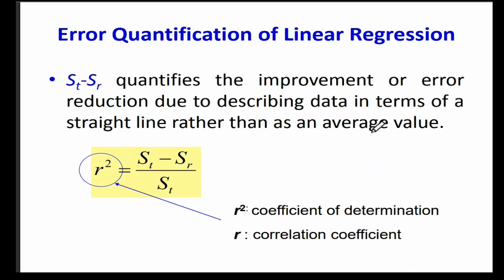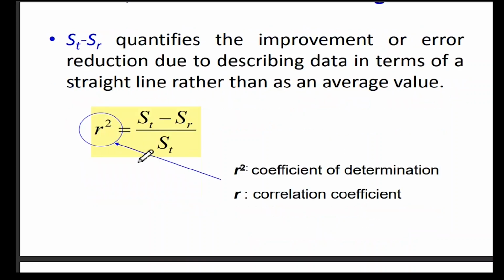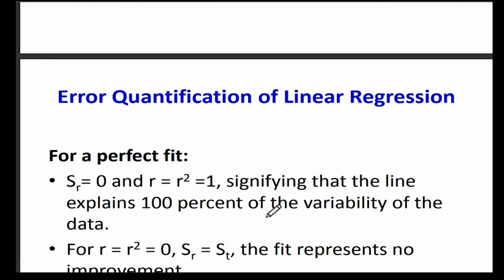So, kita tak ambil hanya berdasarkan average value. So, kita tengok error reduction. So, R square is equal to ST minus SR divided by ST. So, R square is the coefficient of determination. And if we take this value of R square and then we square root it, we can get R, where R is the correlation of coefficient.